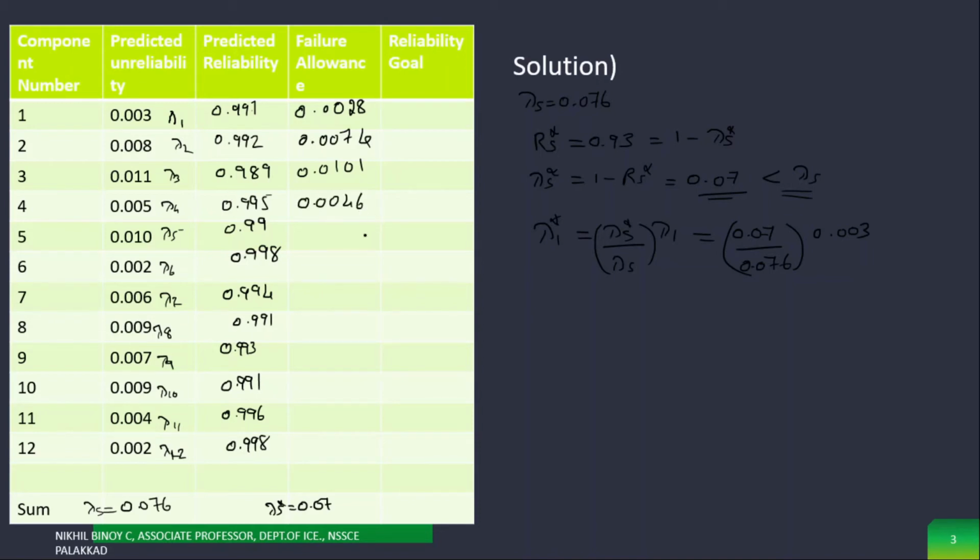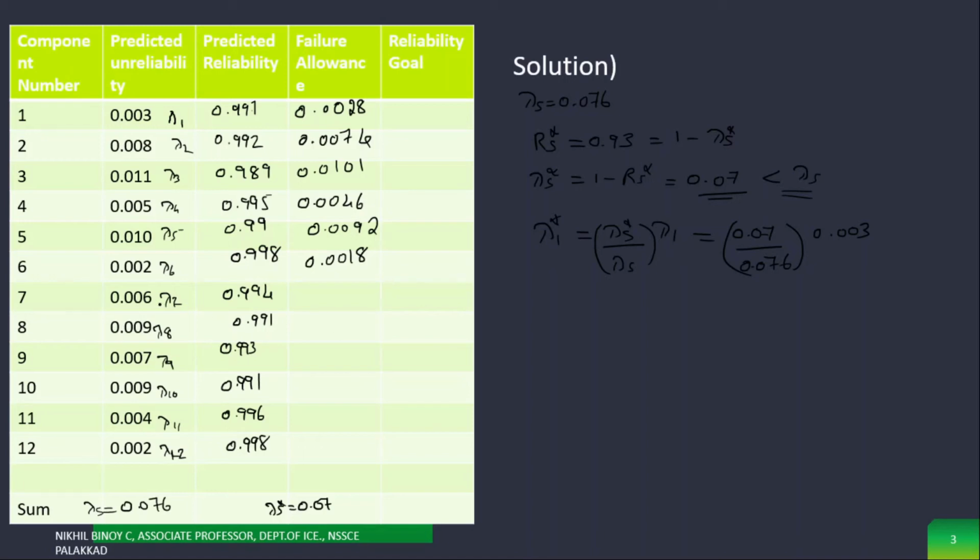Now the desired failure rate of the fifth component is double that of the fourth component, because its failure rate is double the failure rate of the fourth component. We can directly write 0.0092. Okay. Now what about 0.002? That is for the sixth component, the desired failure rate is 0.00184. If you are rounding this, 0.0018.